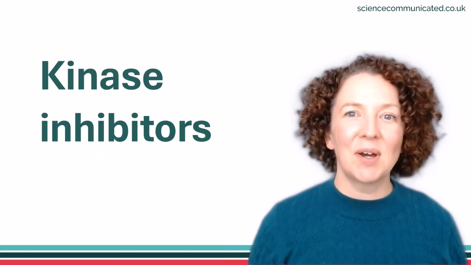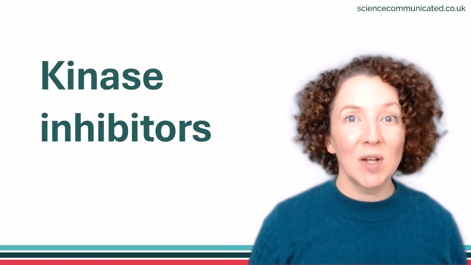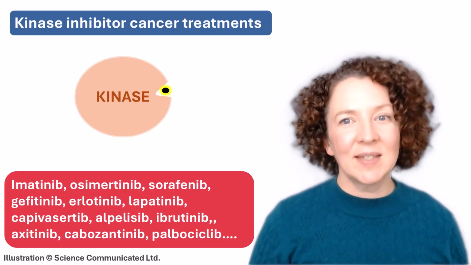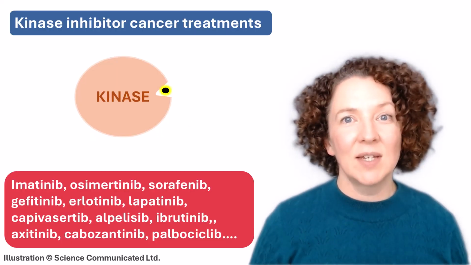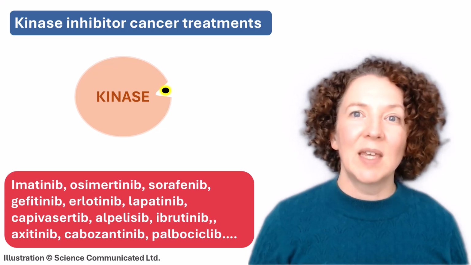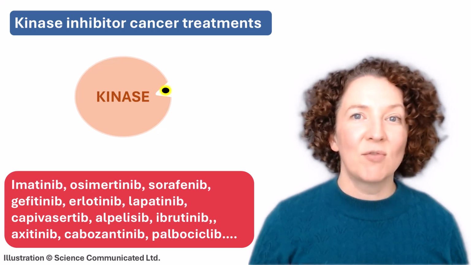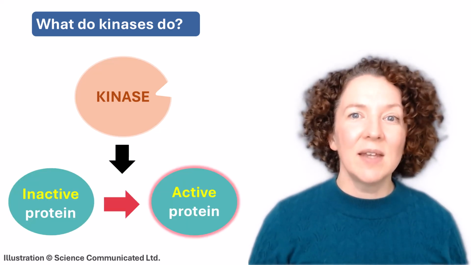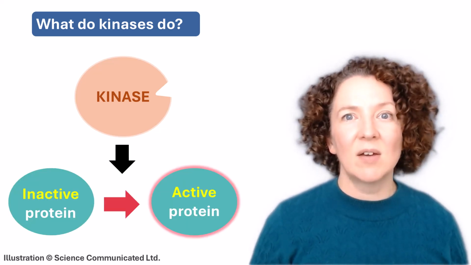In this video, I'm going to describe a group of small molecule treatments called kinase inhibitors. There are many examples of kinase inhibitors used as cancer treatments, drugs like imatinib, osimertinib, sorafenib, and lots of others. But what exactly do kinases do? Kinases are enzymes that make stuff happen inside our cells.